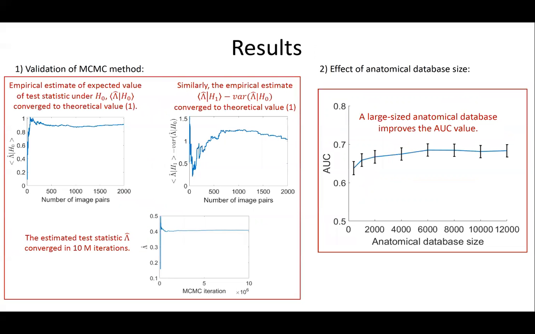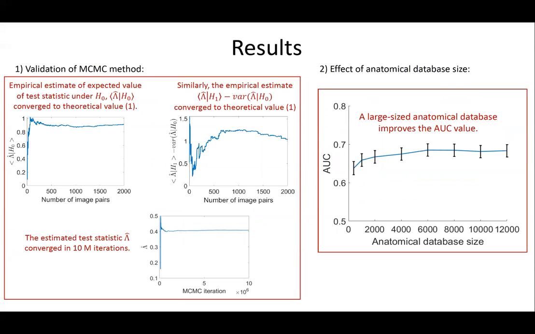We first validated our MCMC method. We empirically estimated the expected value of the statistic under defect absent hypothesis, and this value converges to the theoretical value. Similarly, we also estimated the expected value of the statistic under defect present hypothesis minus the variance of the test statistic under defect absent hypothesis. This value also converges to the theoretical value.